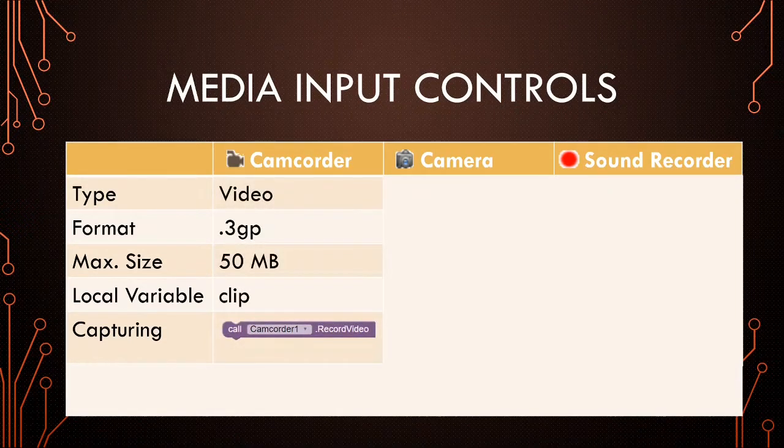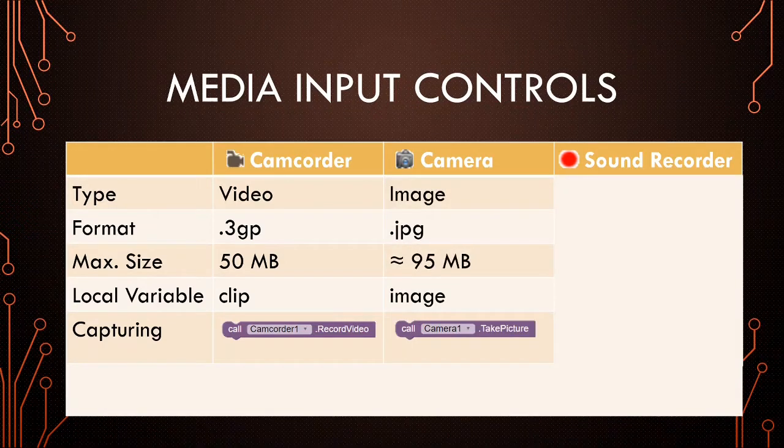The camcorder is to record video, and it records in the 3GP format. The maximum size for a video file is 50 megabytes. Once we get it into App Inventor, we use a local variable called clip in order to access that video file. And you can see there's a common block there that we use to start it, and it's just record video.